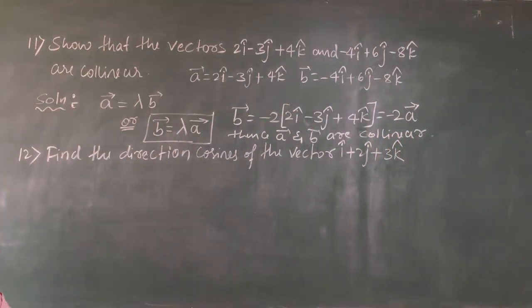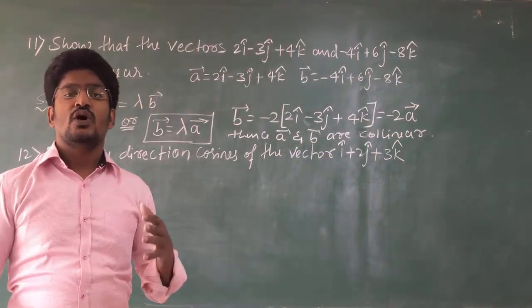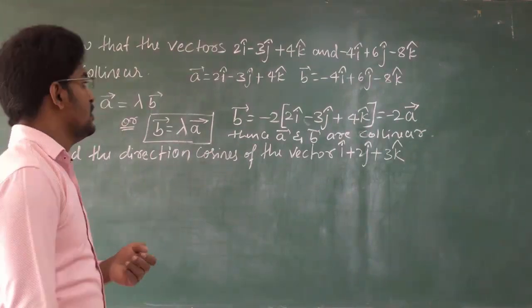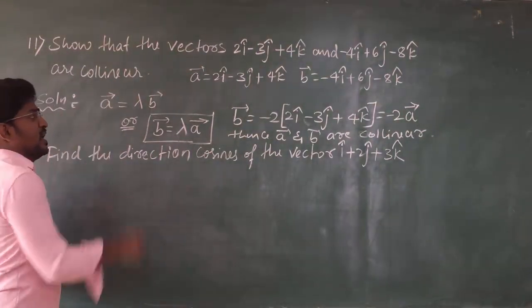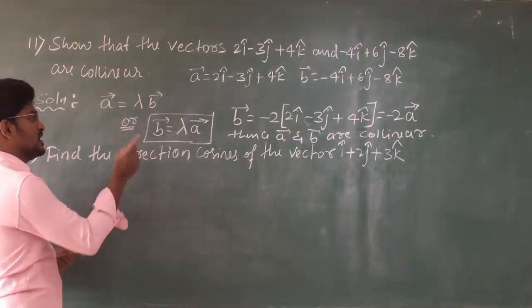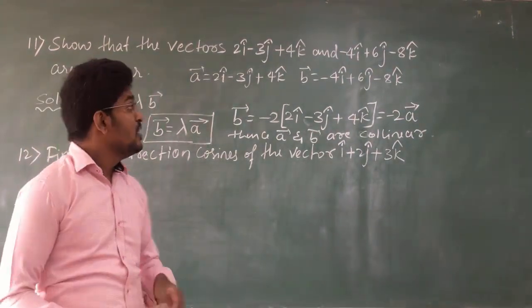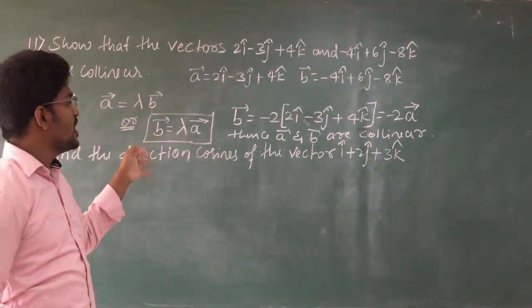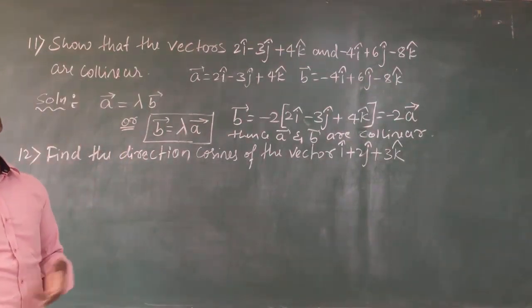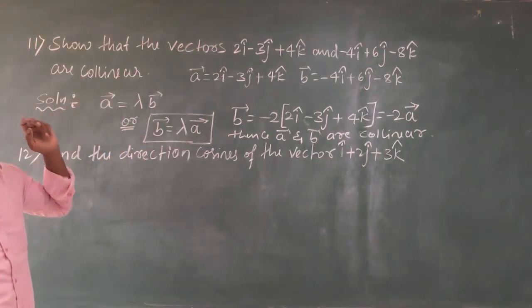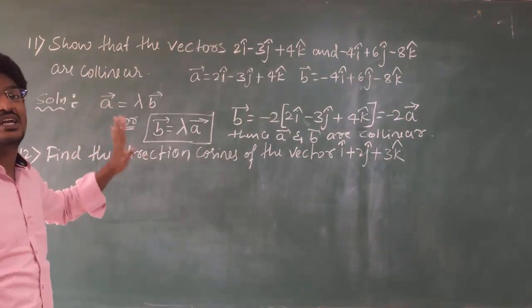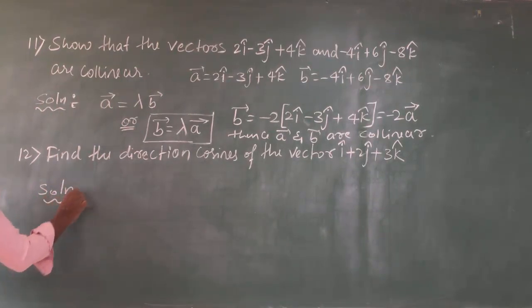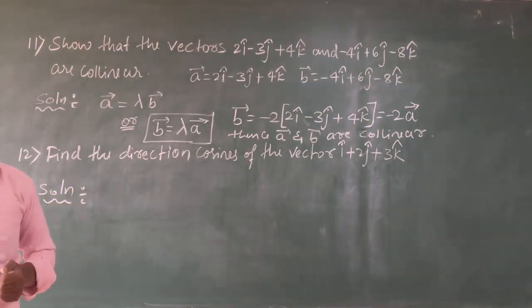Clear? So please remember that if two vectors are collinear, one of the vectors can be written as a scalar multiple of the other vector. Either you can write vector A equal to lambda times vector B, or you can write vector B equal to lambda times vector A. In this problem, we have written vector B equal to lambda times vector A. That's why vector A and vector B are collinear. In some other problems, you can write this also. No problem. From these two, you can write any one. Okay? No problem.